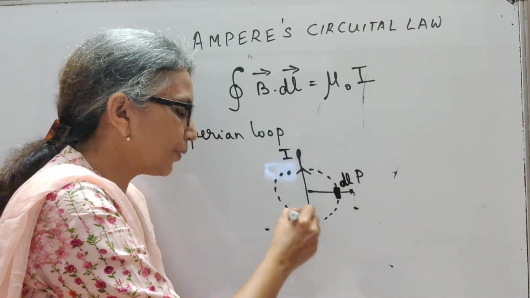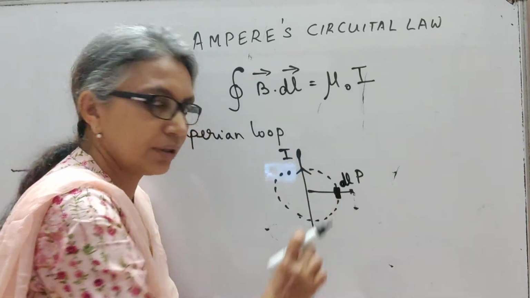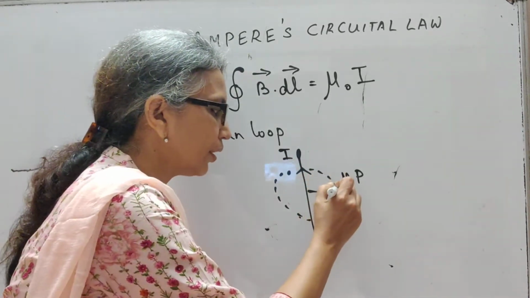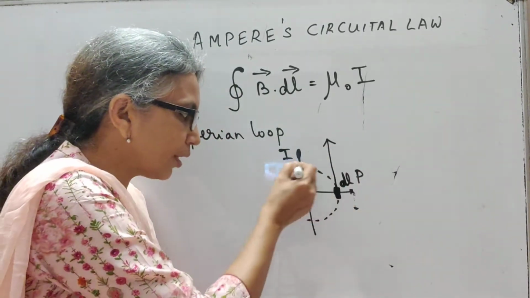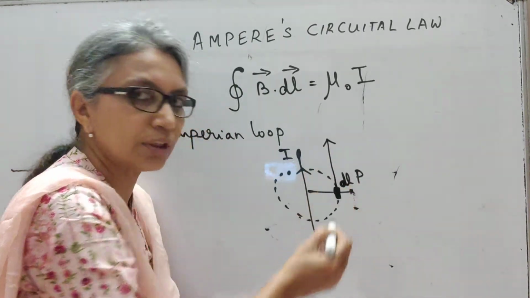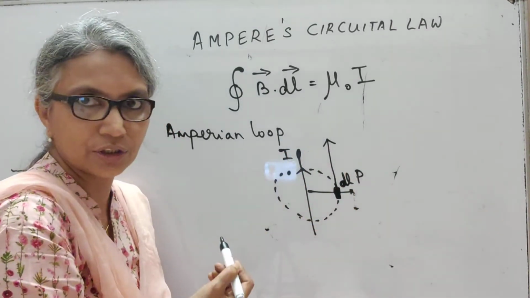So this whole Amperian loop I can divide into small sections of length dl, where the direction of dl will be along the tangent, simply because your Amperian loop is circular. So at any point, the direction of the vector has to be along the tangent.